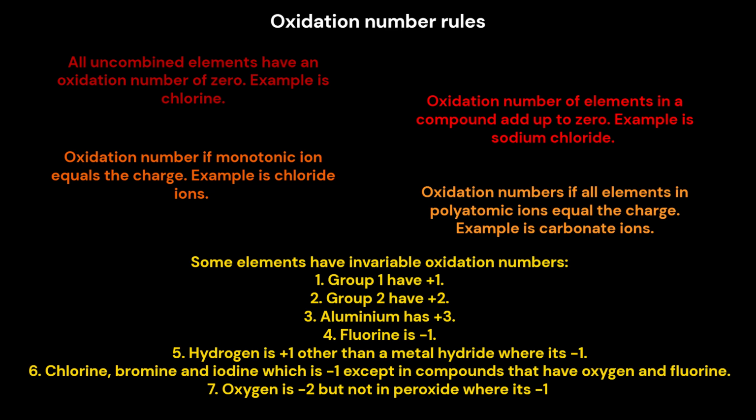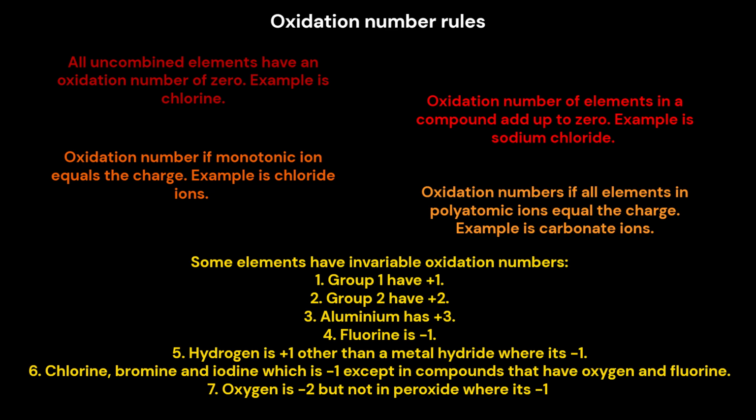4. Oxidation numbers of all elements in polyatomic ions add up to the charge. For example, carbonate ions have a -2 charge, so the oxygen has a -2 oxidation state, and because there are 3 oxygens, the oxidation state will be -6 as you multiply -2 by 3. So the oxidation number of carbon is equal to the overall charge, which is -2 plus 6, which equals +4.